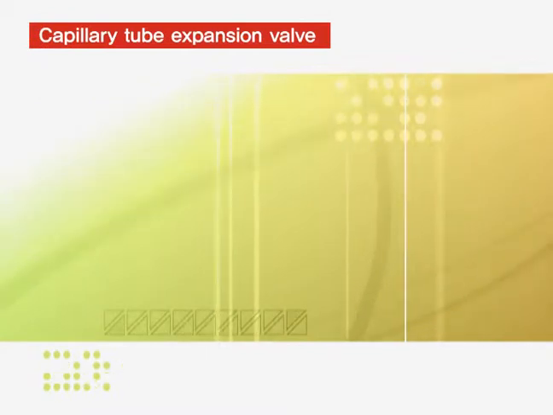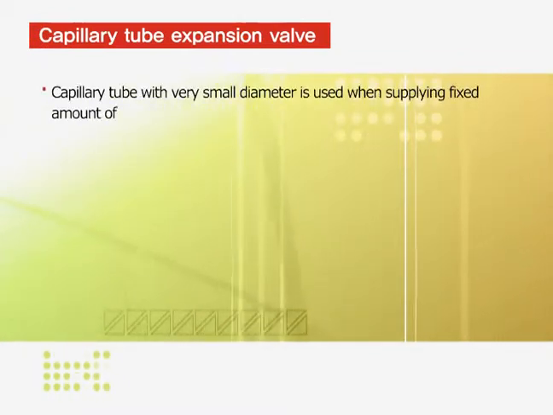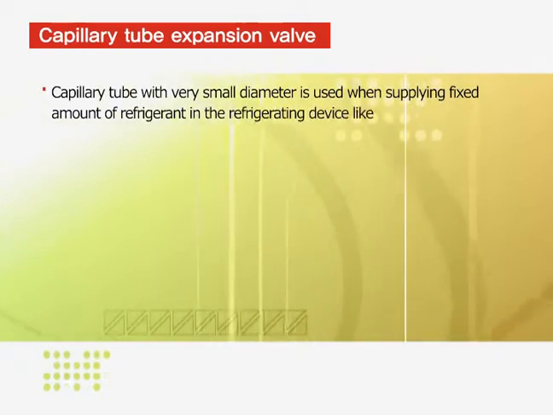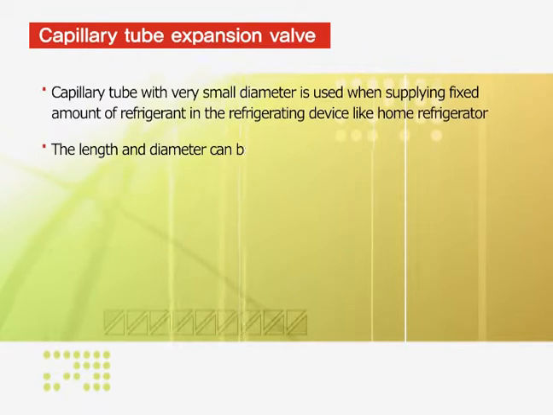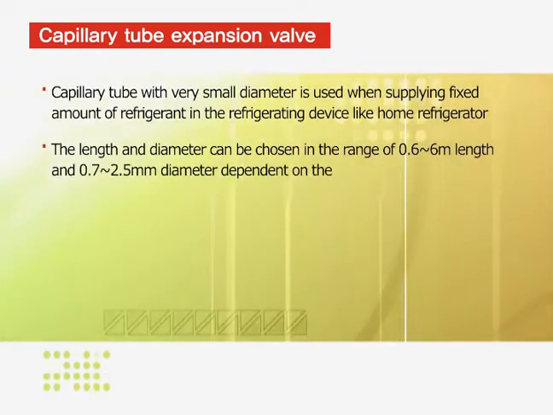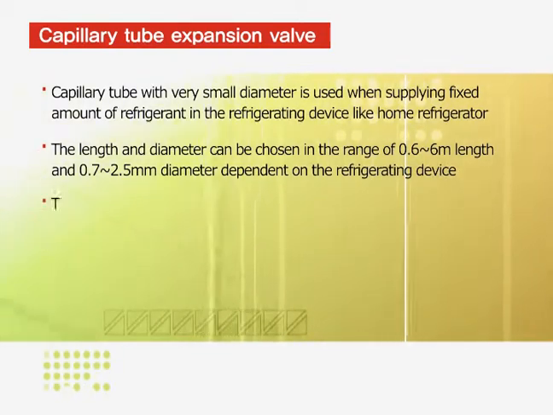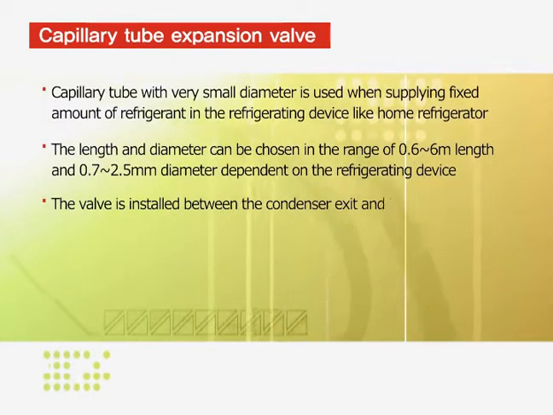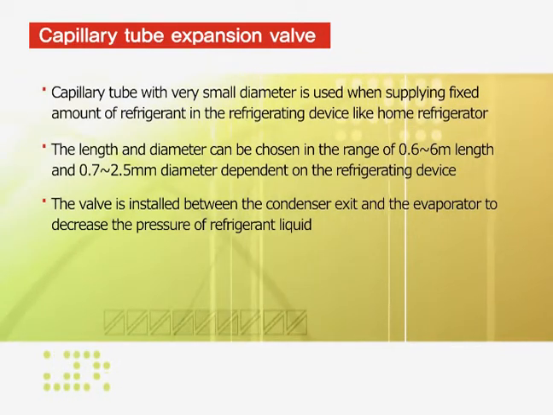Now I will explain the capillary tube expansion valve. A capillary tube with very small diameter is used when supplying a fixed amount of refrigerant in a refrigerating device like a home refrigerator. The length and diameter can be chosen in the range of 0.6 to 6 meters in length and 0.7 to 2.5 millimeters in diameter, depending on the refrigerating device. The valve is installed between the condenser exit and the evaporator to decrease the pressure of refrigerant liquid.